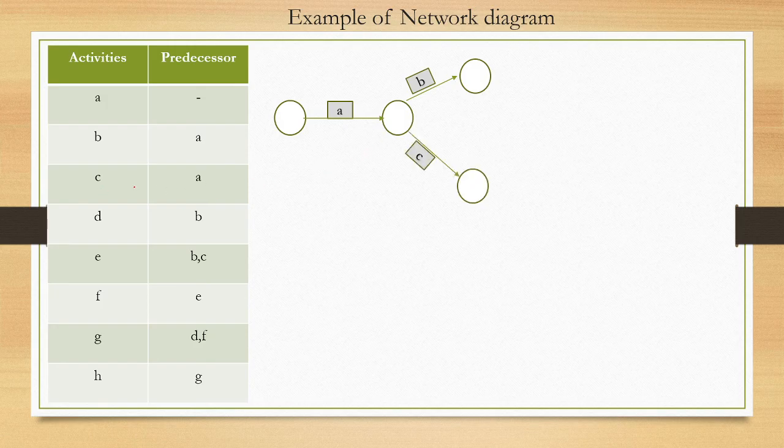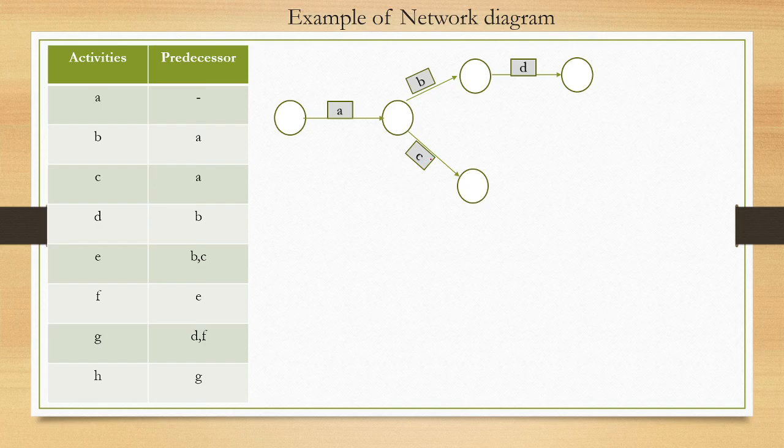Now the third one is C, with predecessor A only. So that's why A. If B had been written, then it should have started from here. Next is D with predecessor B. So this is activity D with immediate predecessor, actually. Not only predecessor but immediate predecessor. Next, E has both B and C. Now you see there is one E and it has both B and C. How to draw this?